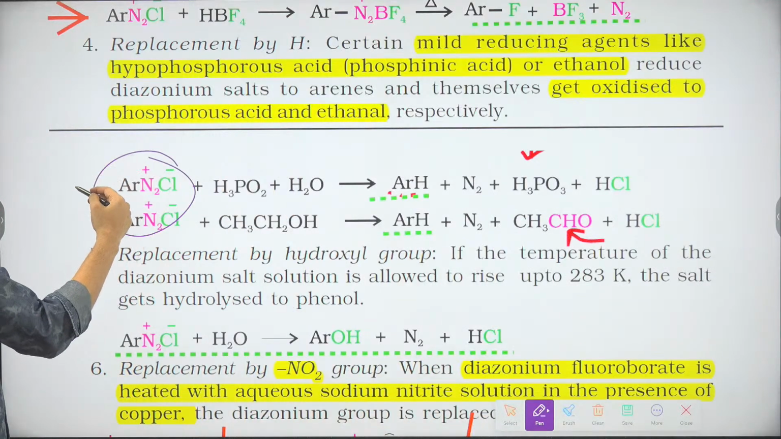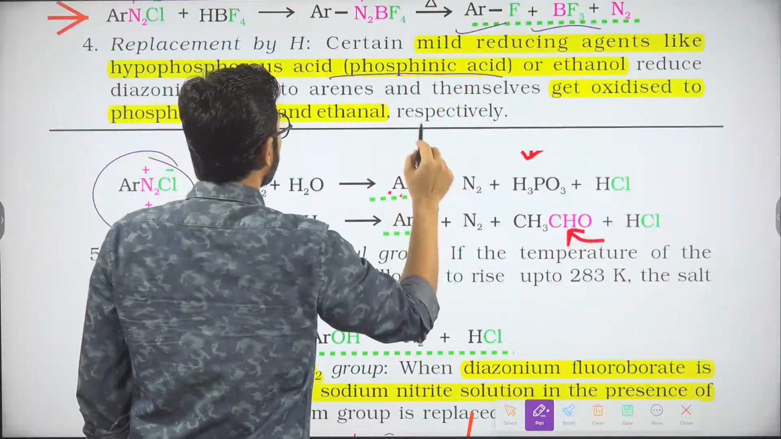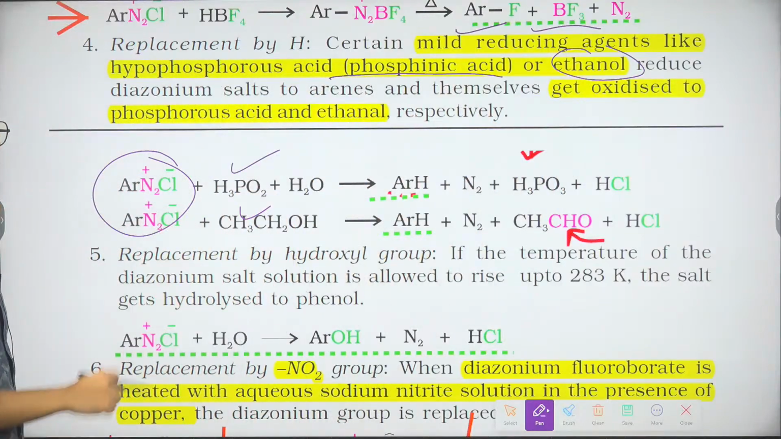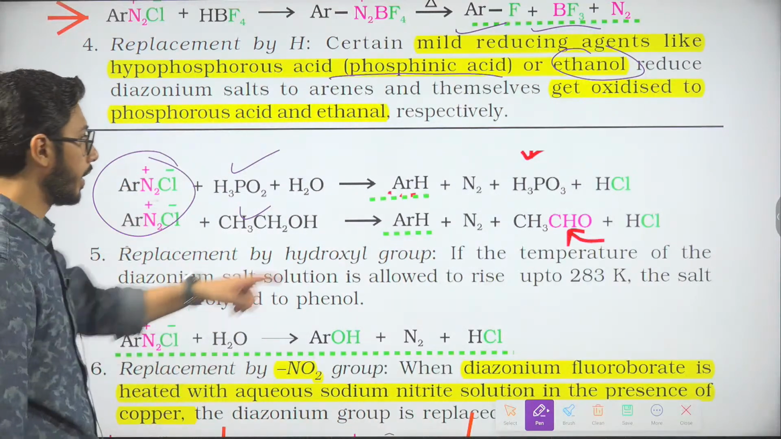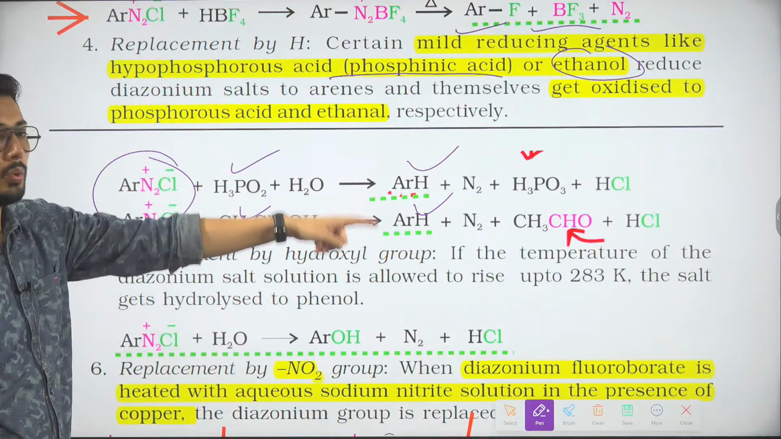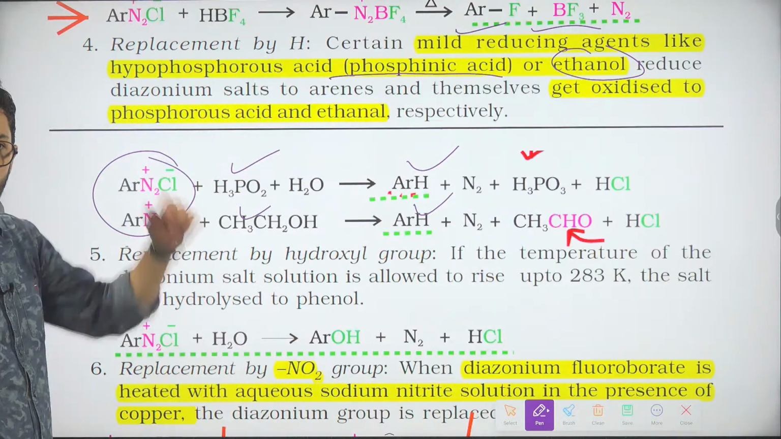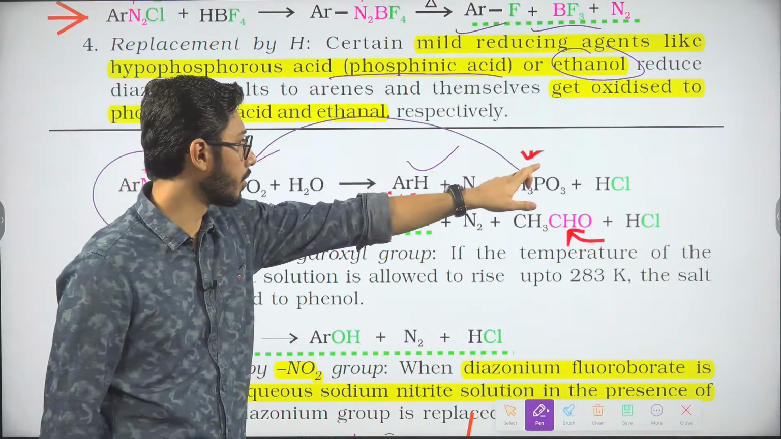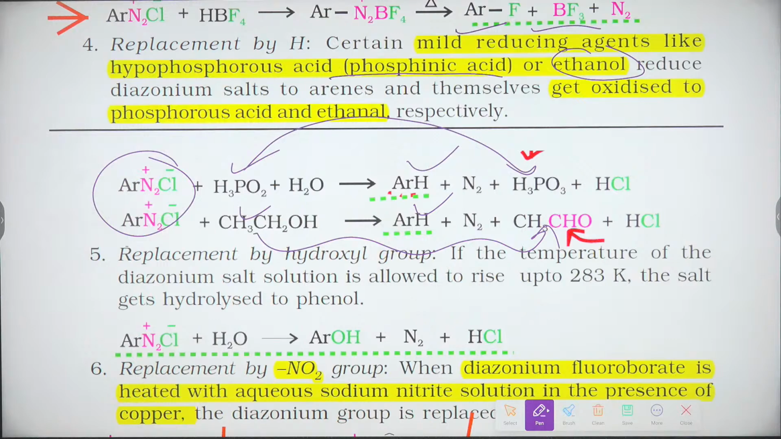Diazonium salt with mild reducing agents like hypophosphorous acid, H3PO2, and the other one is ethanol. That is given here. Under these conditions, benzene diazonium chloride or arene diazonium chloride is converted to benzene. What is there? N2 gas evolves. And what happens to H3PO2? It is oxidized to H3PO3, and ethanol to CH3CHO.